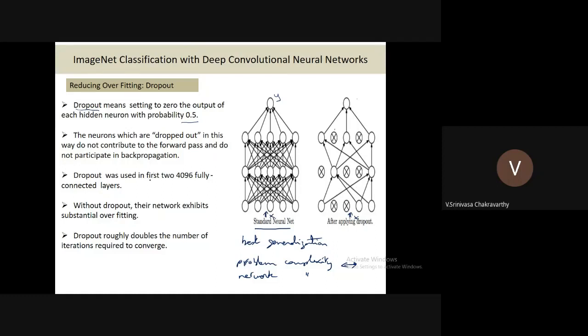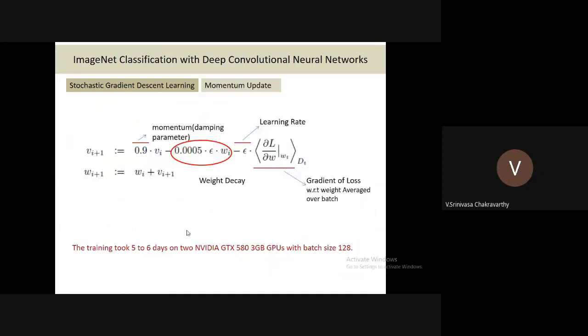Dropout was implemented only in the first two of the 4096 fully connected layers. Without this dropout procedure, the network is found to exhibit a lot of overfitting. The only thing is, the way they implement dropout is like adding noise, so it takes longer to converge. But the performance on the test set, which is what generalization is all about, improves.